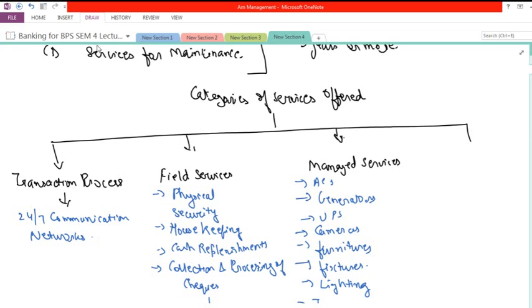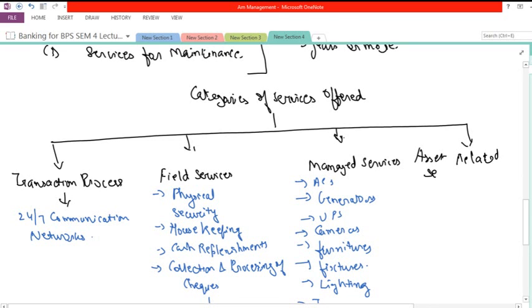Okay, asset related services means asset related services. Now asset related services include outsourcing of the way in which the activities are to be undertaken. यहाँ पे packages offer किए जाते हैं by the companies who are offering ATM management services. Now they provide end-to-end solutions. End-to-end solutions are provided.